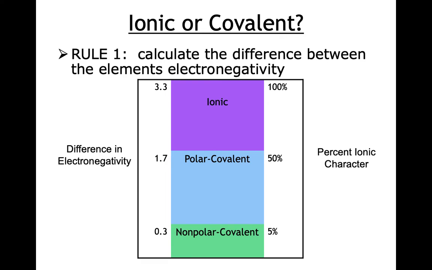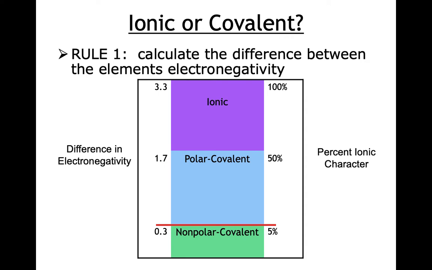Anything below 5%, it's not like an ionic bond at all. Between 5 and 50%, it's getting there, but it's still not an ionic bond. And then above 50%, it is an ionic bond. So how much like an ionic bond is it? You're going to look at the right side and look at the percentage, and where does that percentage fall? We're going to focus right now on the left side, the difference in electronegativity values.